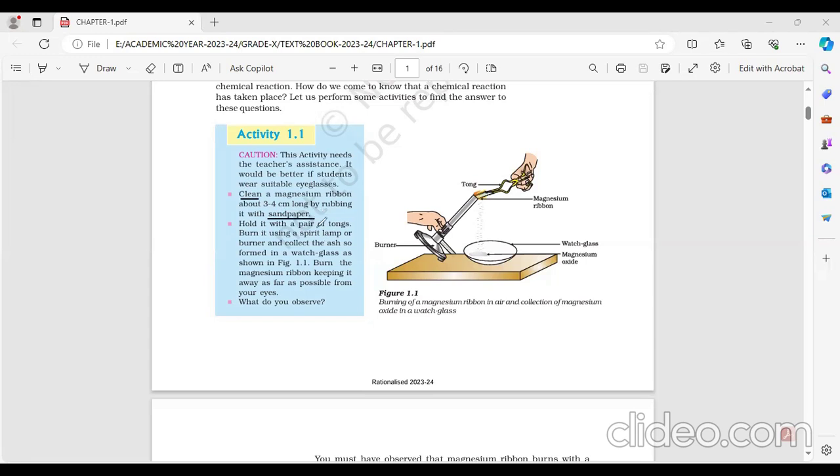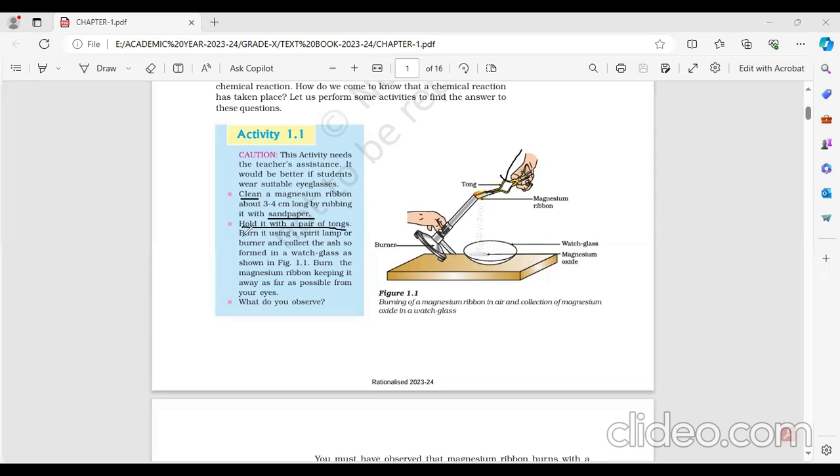Sandpaper is a rough paper, and whenever you use it, it automatically removes the magnesium oxide layer which is formed above the magnesium ribbon. Next one, hold it with a pair of tongs. So these are the pair of tongs. Whenever we are doing any activity using fire, burners or candles, we must use the tongs.